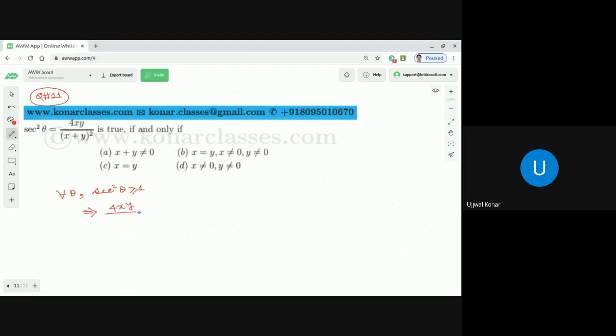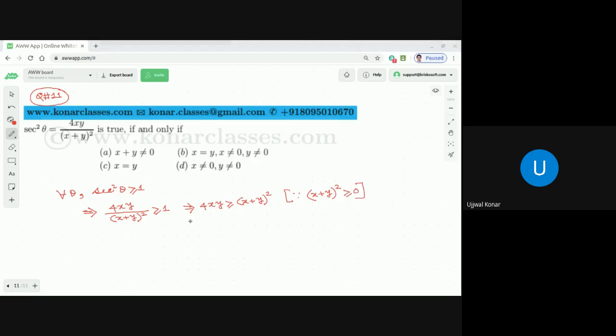4xy divided by x plus y whole square is greater than equal to 1. Now x plus y whole square, dear students, is always positive. So this implies 4xy is greater than equal to x plus y whole square. Since x plus y whole square is always greater than equal to 0, correct? It can at most be 0 if x is equal to minus y.